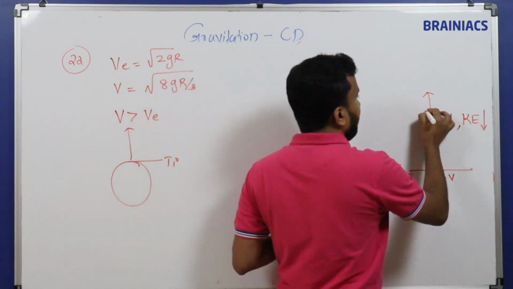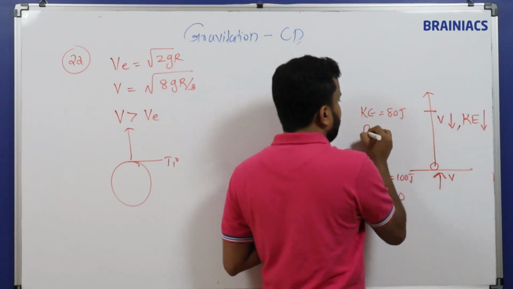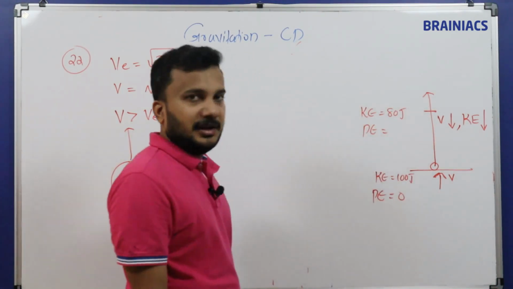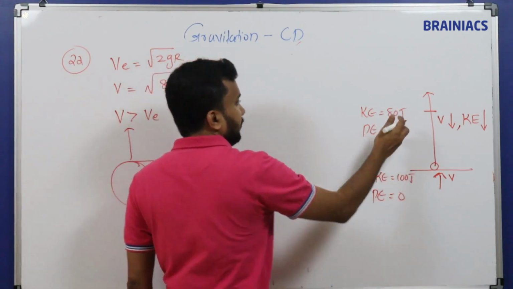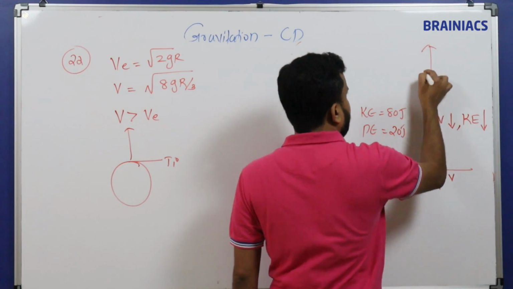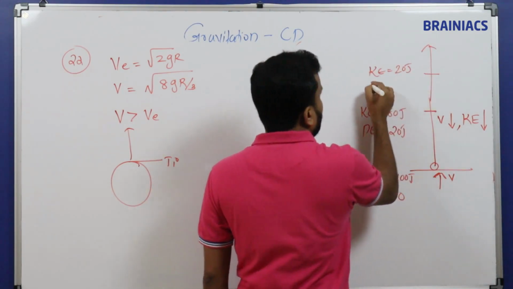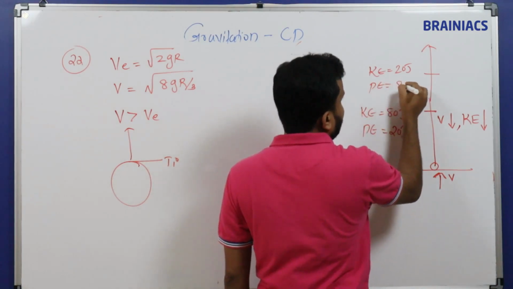Now at this point, I can say kinetic energy is equal to 80 joule, but potential energy is what? You know, energy is conserved. Total energy here equals total energy here, so potential energy is 20 joule. If it is going further up and I take another point, I can say kinetic energy will be equal to 20 joule, potential energy will be equal to the balance, 80 joule.